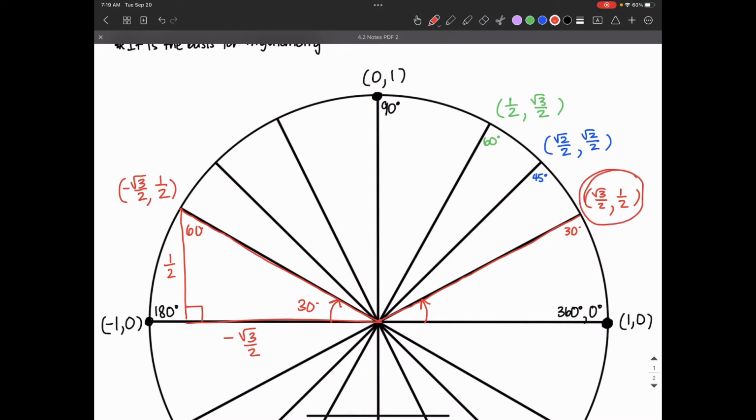How does that compare to this point here? Well, I just have the x value is the opposite of what it was in this quadrant, which makes sense because I should have a negative x value and a positive y value in the second quadrant. This is going to be the case for all of the terminal sides in the second quadrant. They are going to have the same absolute value for x and y as the first quadrant. So these two terminal sides line up together. These two terminal sides line up together. And these two line up together.